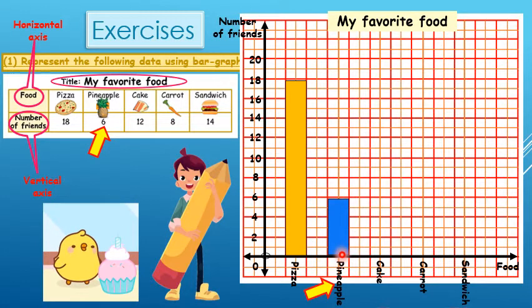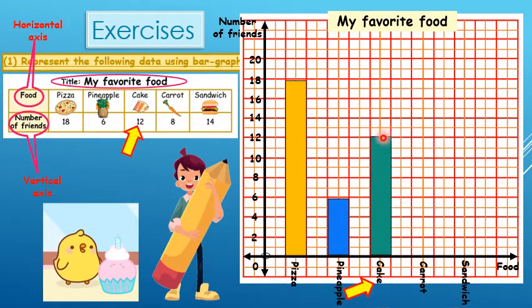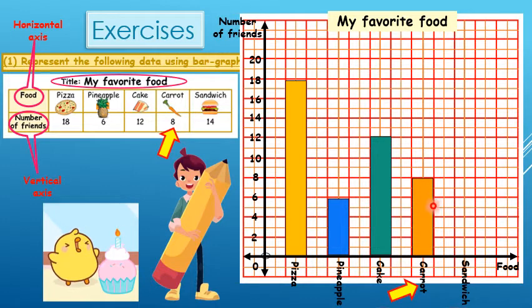Then draw your bar. Next one, which is cake. We have 12 friends like cake. Then put your finger here on this grid, then up, up, up until you reach 12. Then draw your bar. Next one, which is carrot. We have 8 friends like carrot. Then put your finger here on carrot and up, up, up until you reach 8.